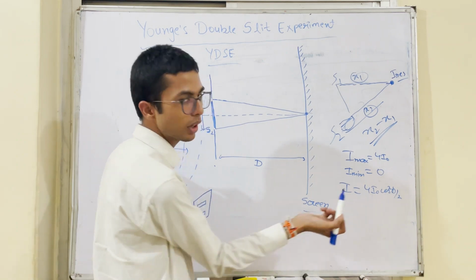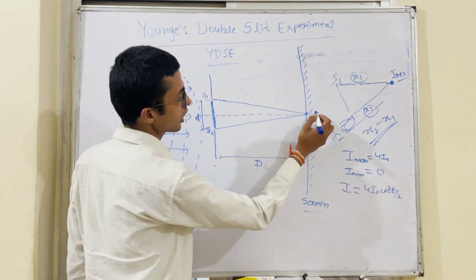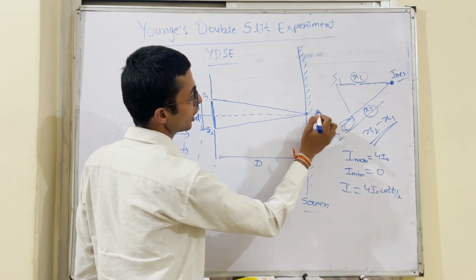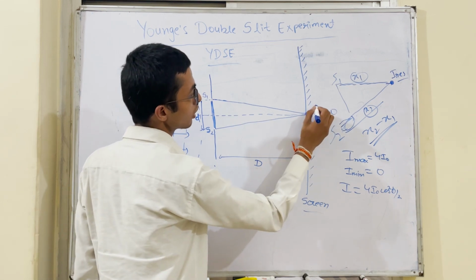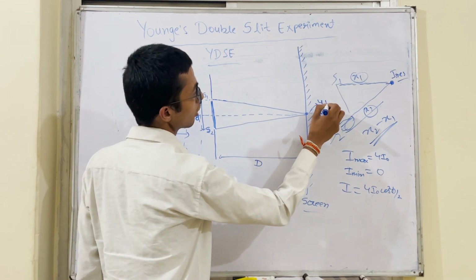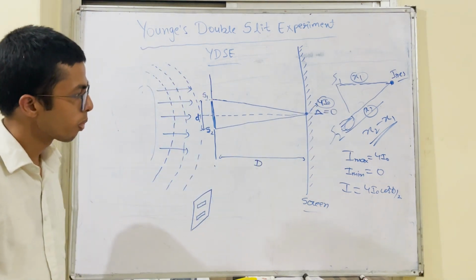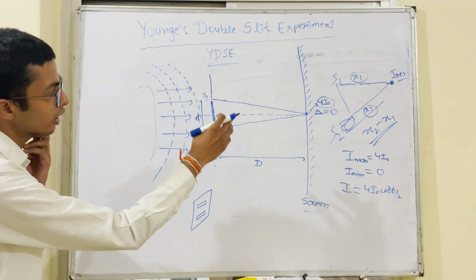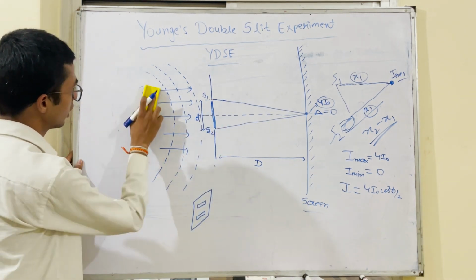So here the path difference is 0. We denote path difference as delta, which will come as 0. So the intensity will be 4 I naught. Intensity will be 4 I naught. Correct? Yeah, so before going deeper into this, I want to give you one more concept.